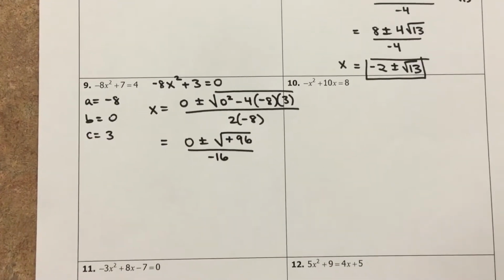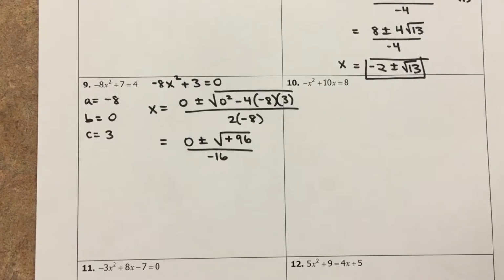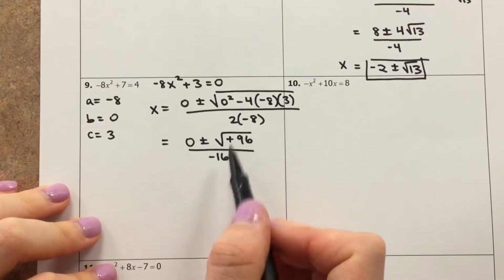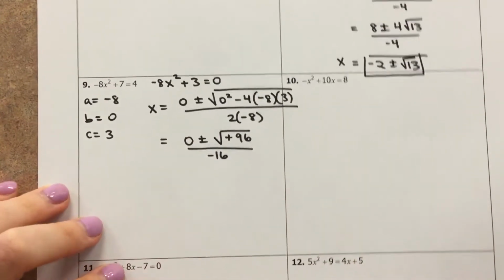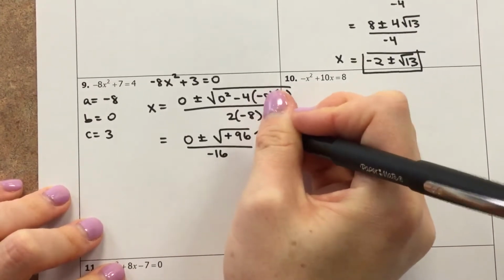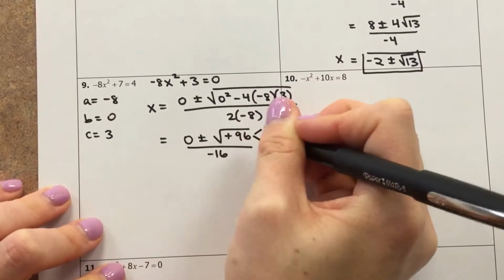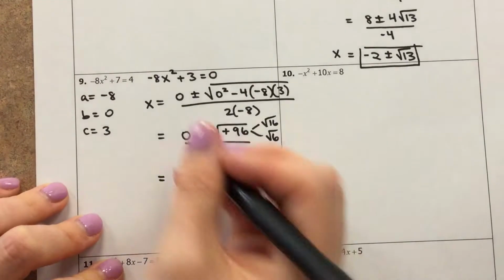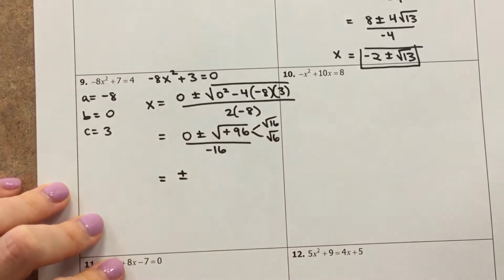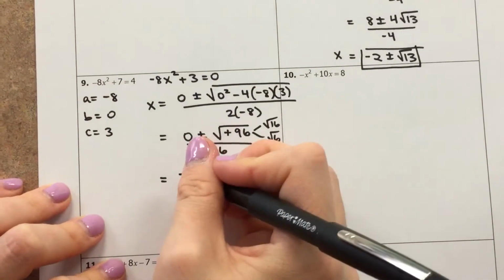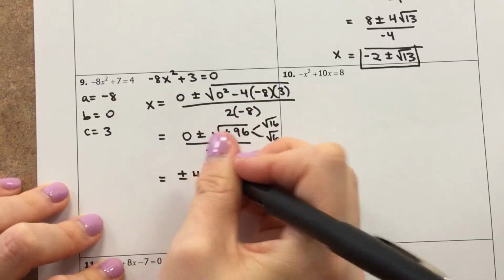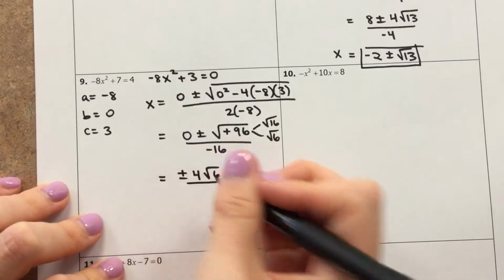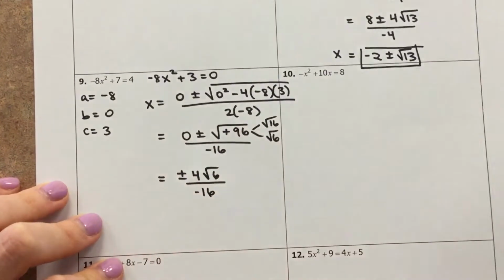So we can clean this up. So the 96 is actually divisible by 16. So you can't divide these because this one's under a radical and this one's not. But what I can do is split this into 16 and 6 so that I can reduce that radical down. So I am no longer writing the 0. I'm just going to keep the plus or minus. The square root of 16 is 4, and then the square root of 6 gets left behind, and that is divided by a negative 16.